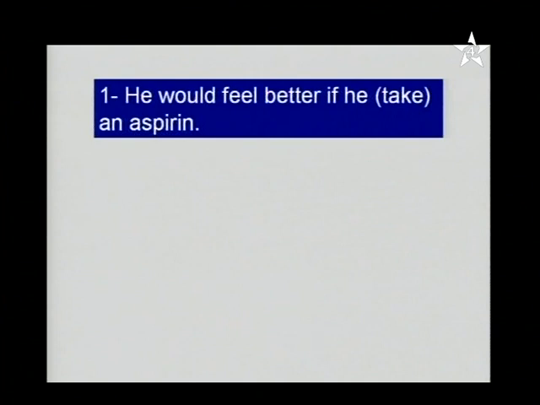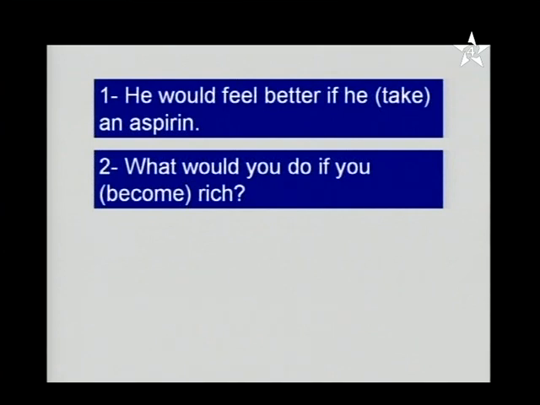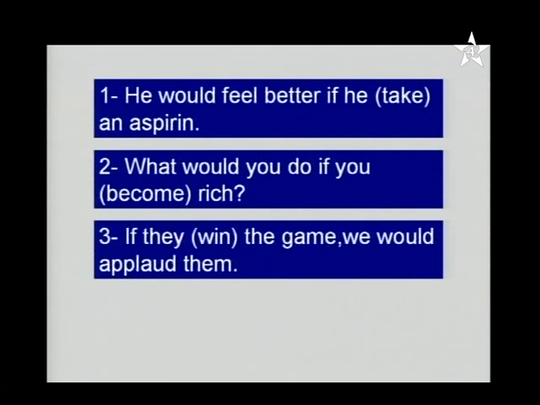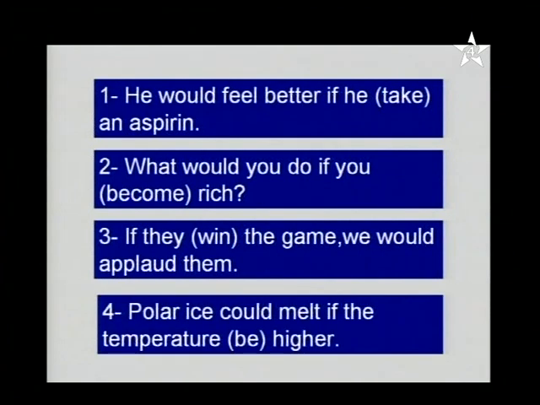Number 1, he would feel better if he take an aspirin. Notice that the if clause is situated at the end of the sentence here. Number 2, what would you do if you become rich? Third sentence, if they win the game, we would applaud them. Fourth sentence, polar ice could melt if the temperature be higher. So the verbs to be conjugated here are between brackets: take in the first example, become in the second, win in the third, and be in the last.